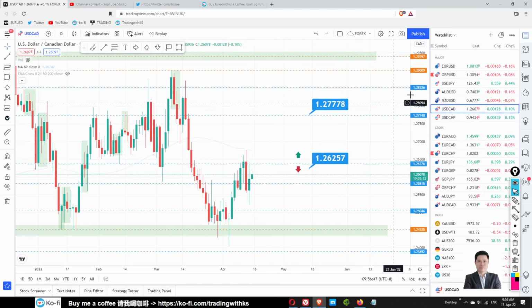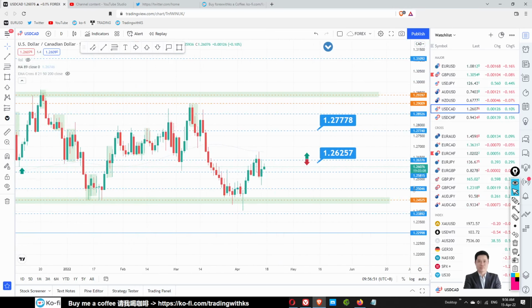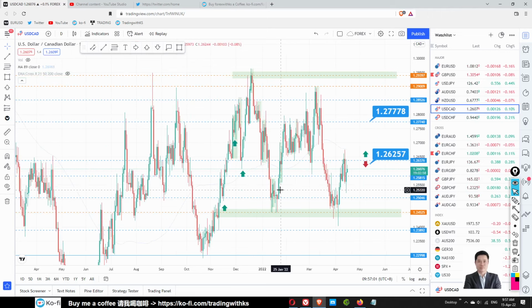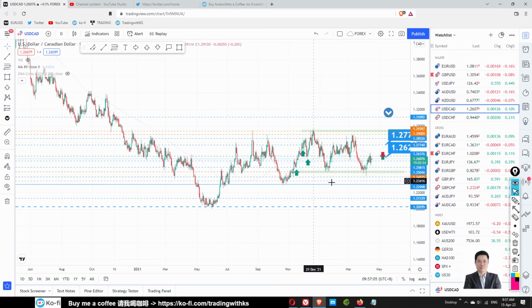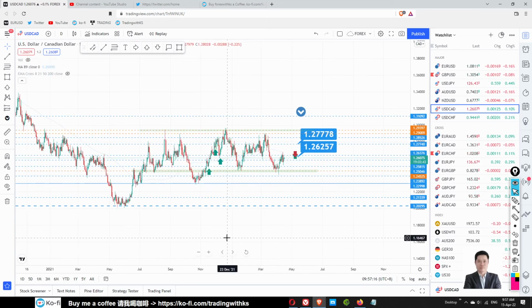USDCAD. CAD has been a bit sideways. You can see USDCAD is actually running in this sideways price action, so I'm not very keen to trade this. This is hard. Very sideways. Just too sideways to trade.